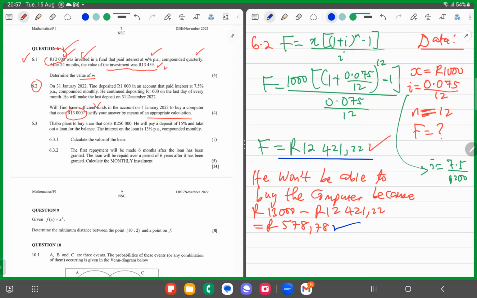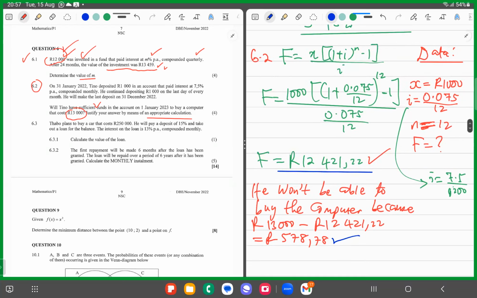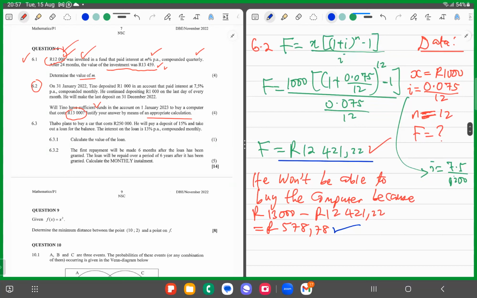So if he goes to the shop with 12,000, they will say, hey, you need 13,000, buddy. Okay, so your 12,000 is not going to make it. All right, so just a comment. 6.3 is an interesting one. So that's what the students need to do.